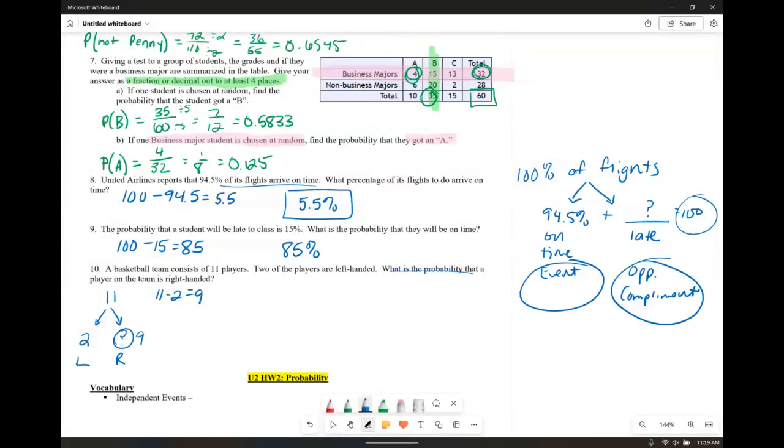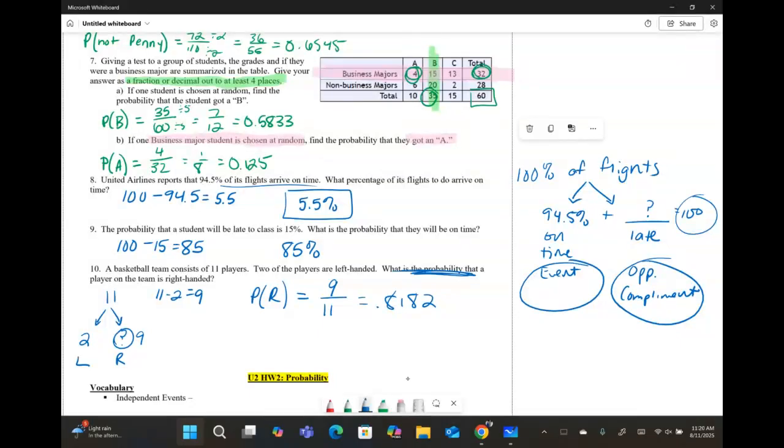But now we need to answer as a probability. Okay, so the probability that we're right-handed is the desired number of outcomes, 9, over the total players, 11. Okay, so this would be 9 over 11, or we could write that as a decimal, rounded to 2 decimal places. Okay, all right, so that's it for this first section, and we'll do another video for the second part.